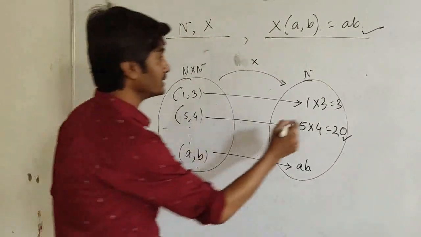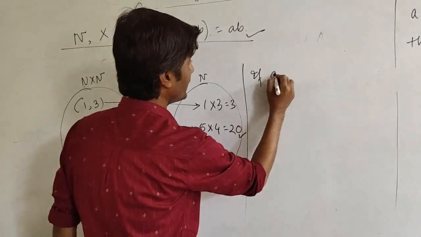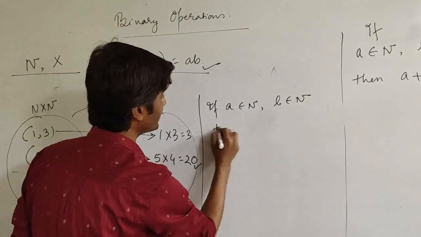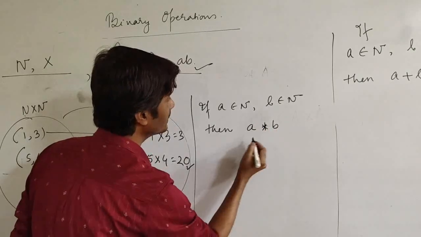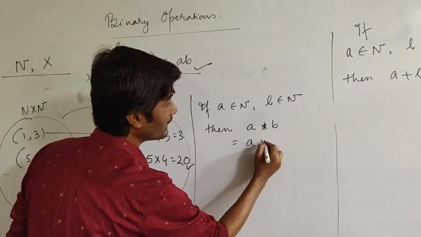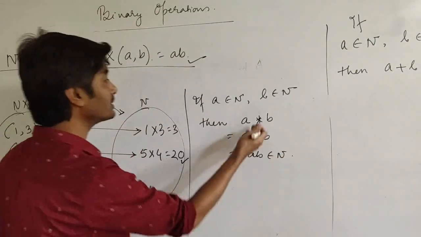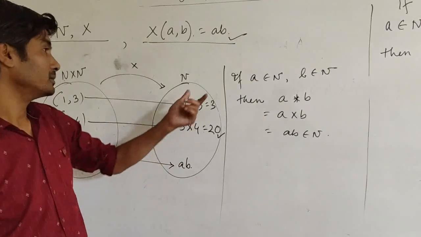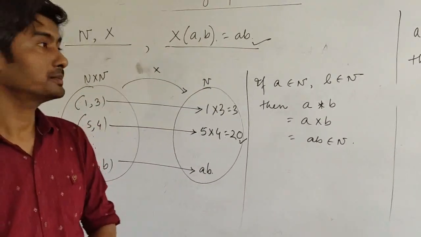We may write like this, that is, if a is a natural number, b is a natural number, then their product a star b is a into b, which is ab, is again a natural number. Here star is taken as our multiplication. So multiplication operation is binary on the set N.